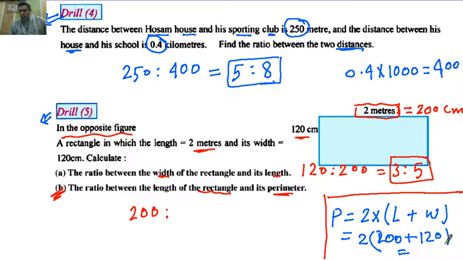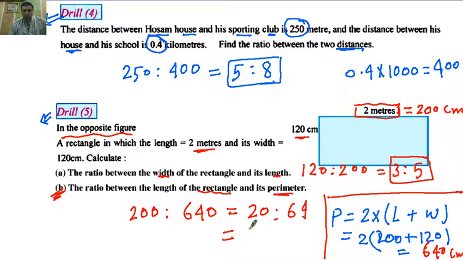Then the perimeter equals 640 centimeters. The ratio between the length, 200 centimeters, and the perimeter, 640, simplifies by dividing by 10 to 20 to 64. Simplifying again, the ratio becomes 5 to 16.